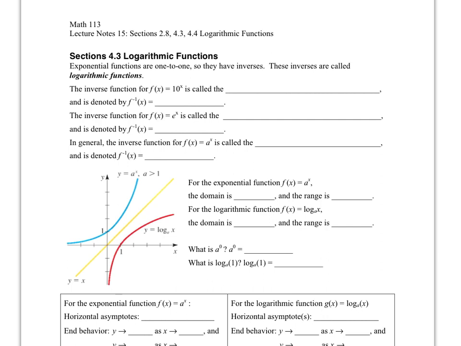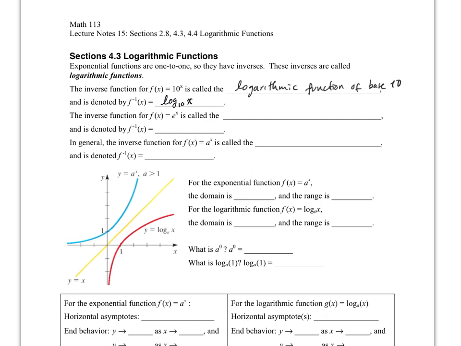So the inverse function for 10 to the x is called the logarithmic function of base 10. Whatever is the base for the exponent is going to be the same base for the logarithmic function. The inverse is going to be denoted by log base 10 of x. Now by default, if you don't write a base, it is 10.